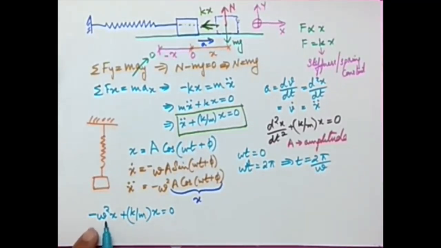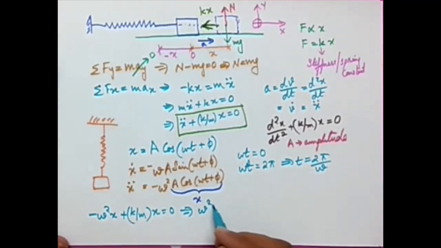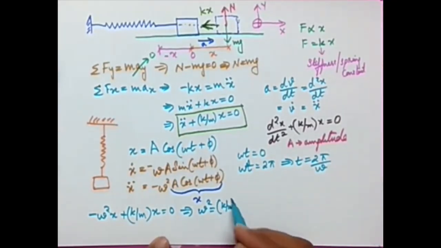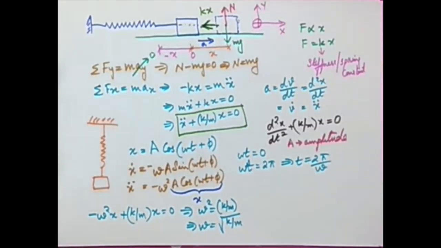Okay, and if I'm taking this omega square x to the right, omega square x cancels out. What I will be left with will be k by m, which implies omega is equal to root k by m. Okay, this is another important expression that you should remember. That is omega is equal to root k by m.